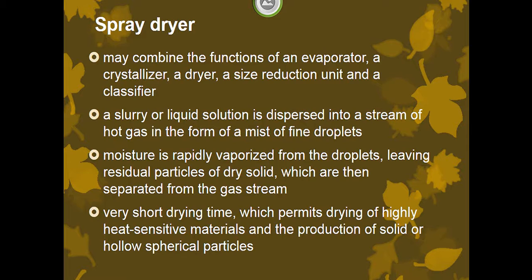Now, a spray dryer may combine the functions of an evaporator, a crystallizer, a dryer, and even a size reduction unit and a classifier. A slurry or liquid solution is dispersed into a stream of hot gas in the form of a mist of fine droplets, by the atomizer. Moisture is rapidly vaporized from the droplets, leaving residual particles of dry solid, which are then separated from the gas stream.